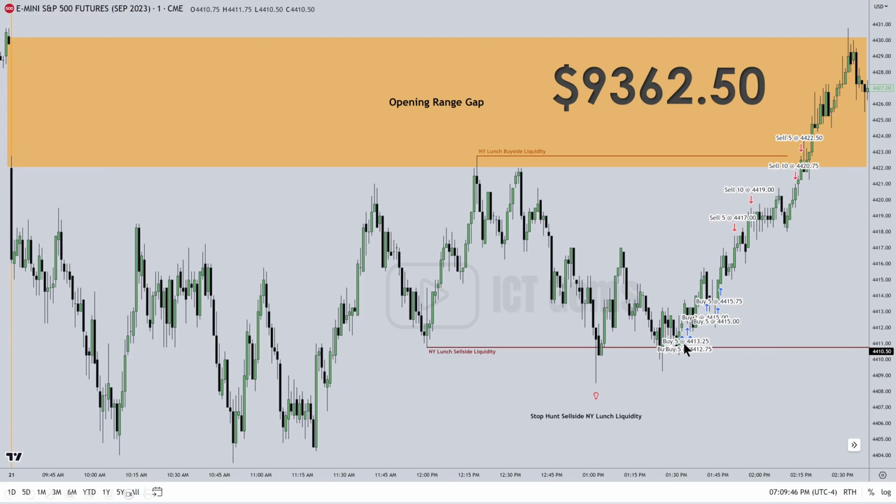Rallies, comes back down into this down close candle, which is a bullish order block. The market rallies. We have displacement again, fair value gaps and whatnot. What I saw was the market drop down below the initial New York lunch sell side liquidity. It's dropping down below here, and then I'm anticipating it to go up into that opening range gap. That's this shaded area up here.